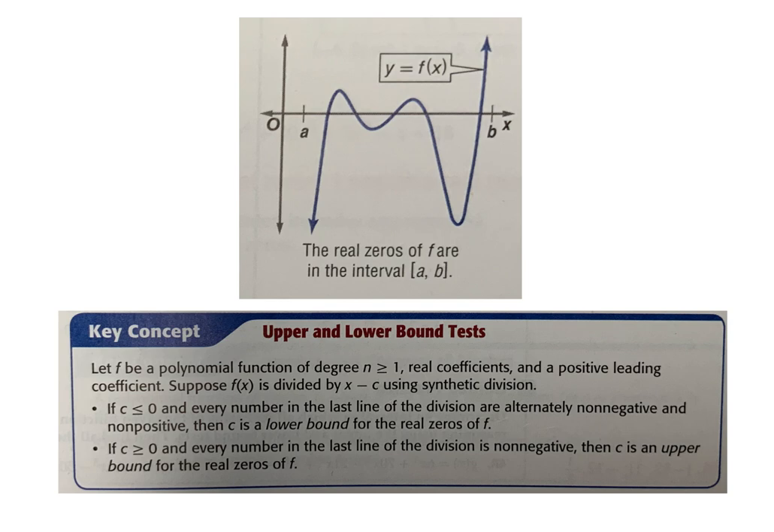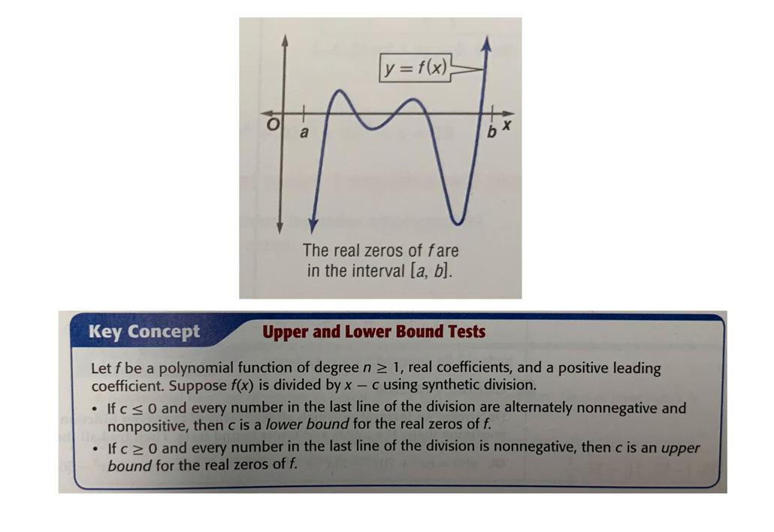It says if f is a polynomial function, you have real coefficients, a positive leading coefficient. Suppose you divide it by synthetic division. If c is less than 0, every number in the last row of the division is non-negative, and c is the lower bound of real zeros. If c is greater than 0, and it's non-negative, then it's an upper bound.